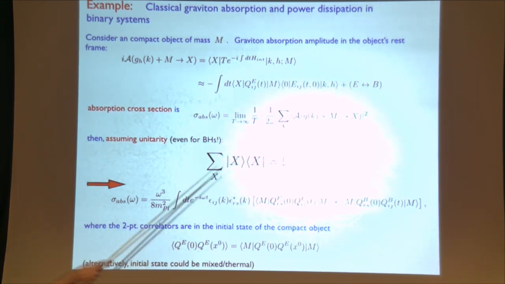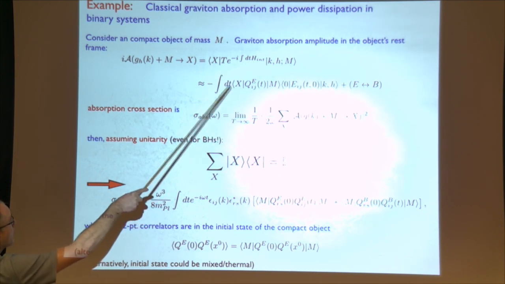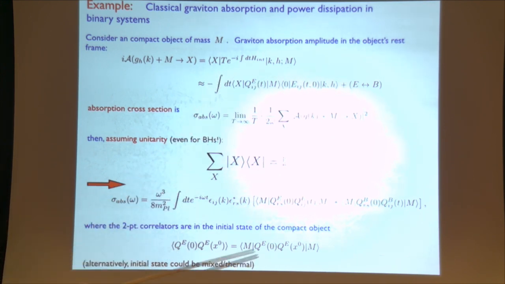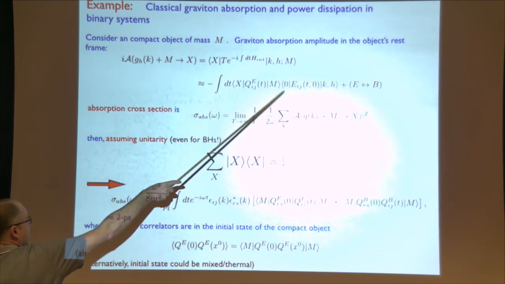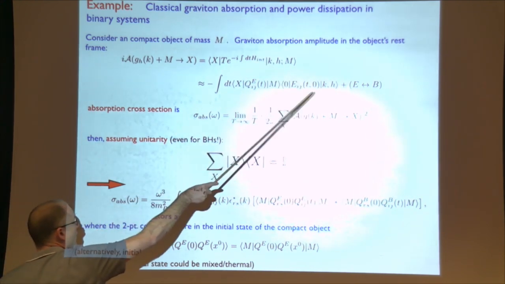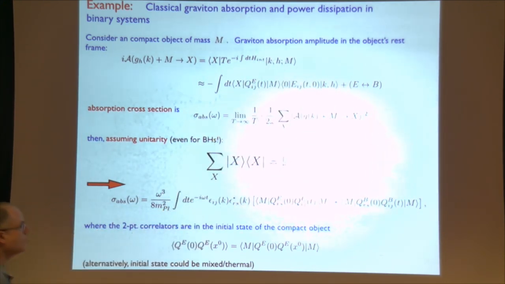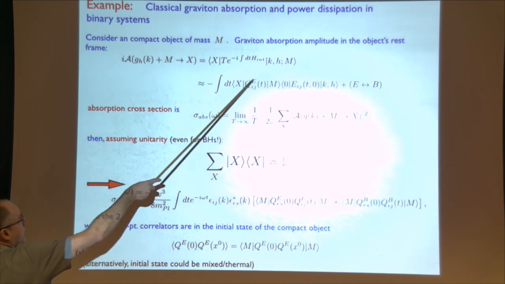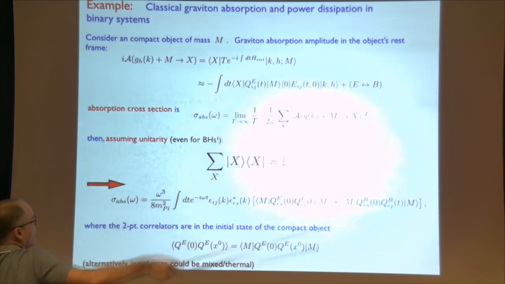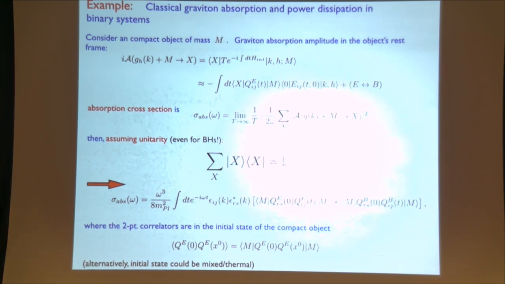Here is the amplitude to leading order in the interaction. It factorizes into a calculable piece, which is just a graviton matrix element, which you can compute using the methods that DeWitt invented a long time ago. And then a matrix element involving this operator that we don't really know anything about.